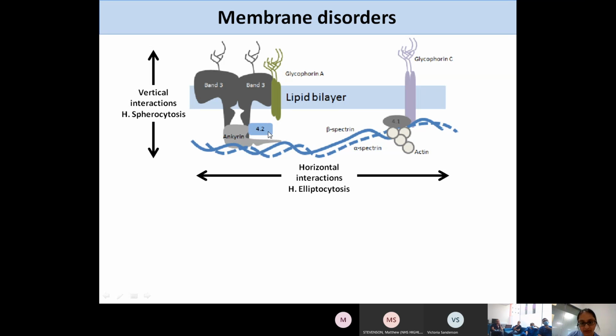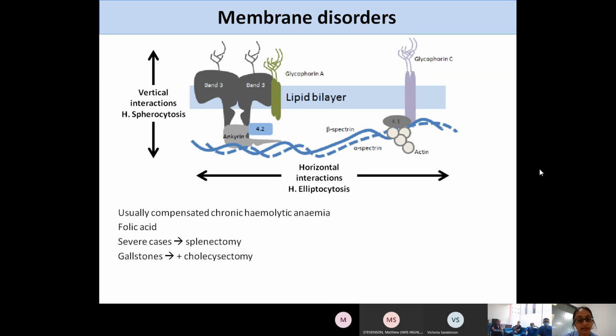If you have problems with the horizontal interactions, then that tends to cause hereditary elliptocytosis, and instead of the red cells being small and spherical, they're long and oval or elliptoid shaped. Usually these are autosomal dominant conditions. You can get rare autosomal recessive conditions, but that tends to cause bizarre looking red cells on the blood film. So usually it is a relatively mild condition. Patients have a compensated chronic hemolytic anemia, and we just treat them with folic acid.